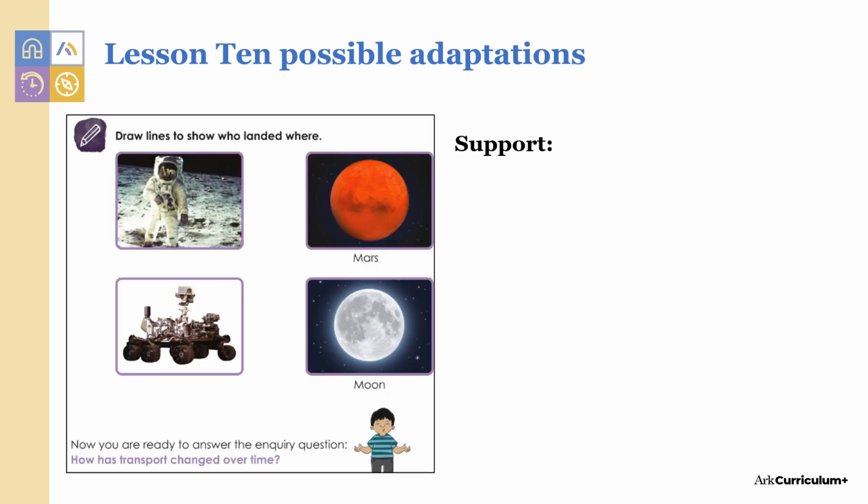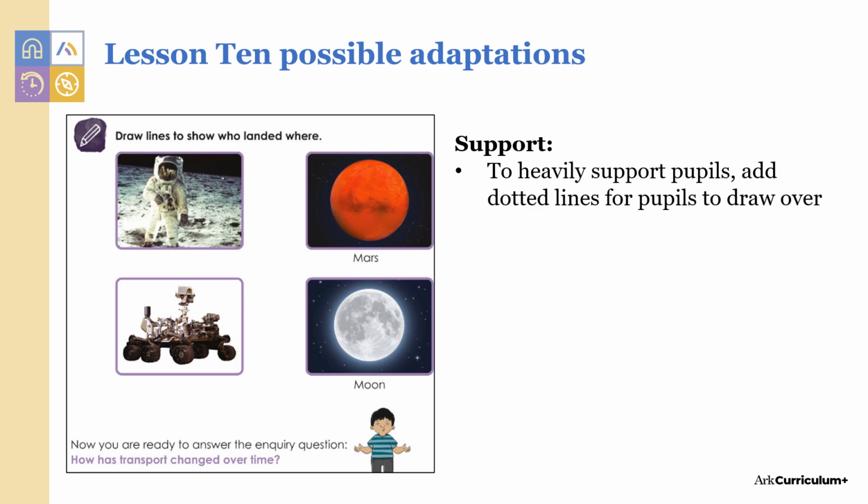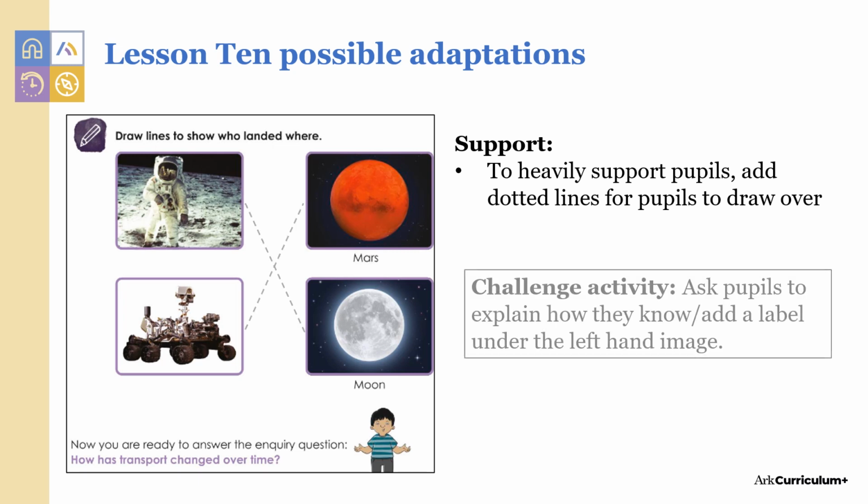In the final lesson of this unit, pupils are asked to draw lines to match who landed where. To heavily support pupils, add dotted lines for pupils to draw over, and challenge them by asking them to explain how they know or to add a label under the left-hand image.